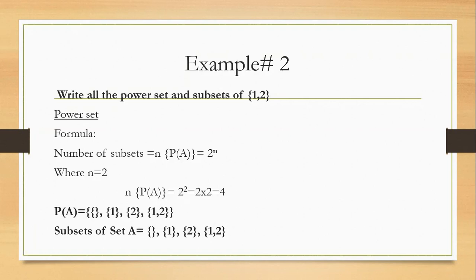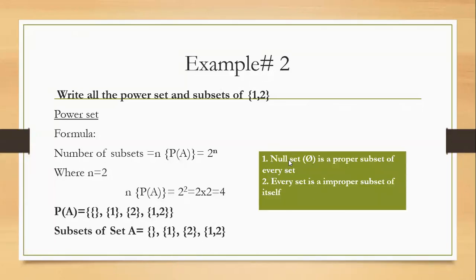How many subsets do we need in the power set? 4. Now, how can we find the subsets for the power set? First, you have to apply the curly bracket. Don't forget to apply the curly bracket, otherwise it will be wrong, because a power set is a set. And if it is a set, you have to make the curly brackets. Now, here you can see that the null set is a proper subset of every set. That means the first set will be a null set. And the last will be, from this second point, you can see that the last set will be 1 and 2.